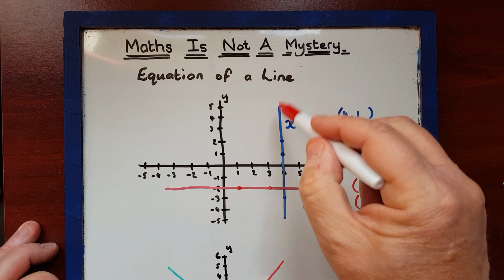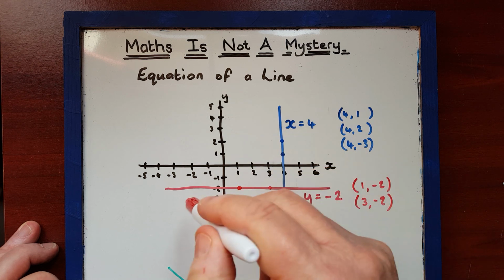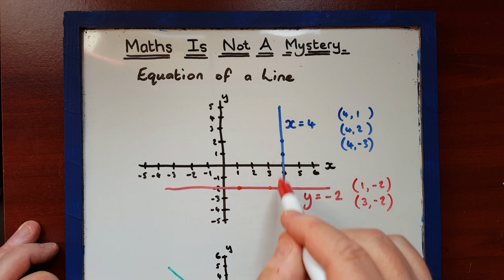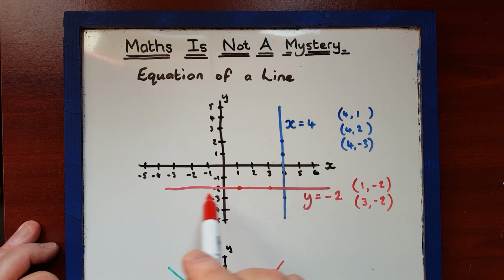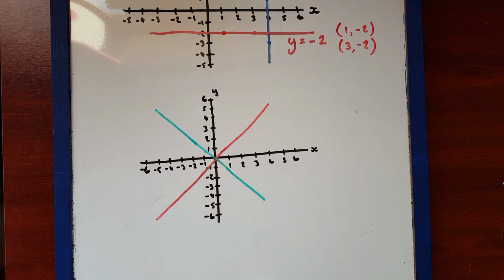So x equals 4, y equals -2. All of the horizontal and vertical lines are simply named by where they cross the x-axis if they're vertical, or where they cross the y-axis if they're horizontal. Nice and easy. Now, look at these two lines here.